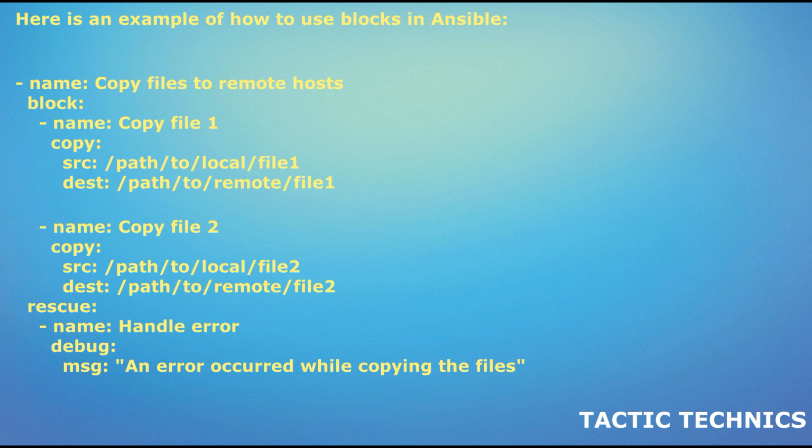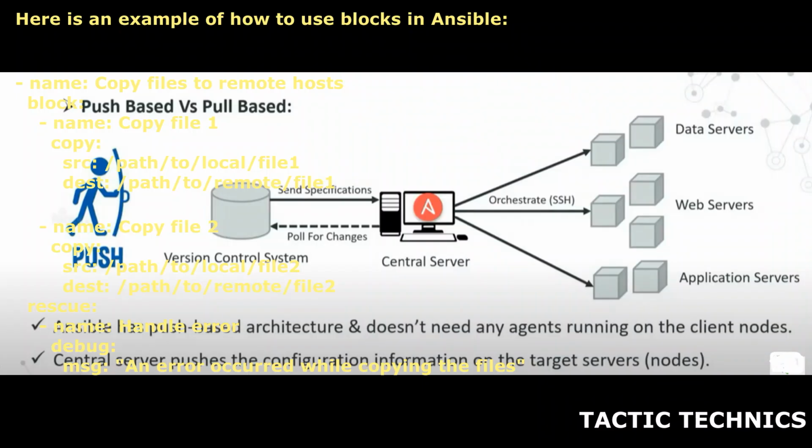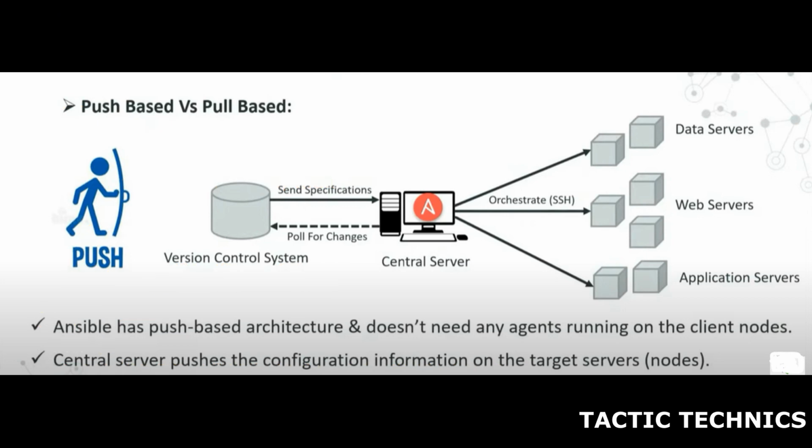Pull-based and push-based are two different methods for managing and configuring systems using automation tools like Ansible. In a push-based system, the control node, or the Ansible server, sends instructions to the managed nodes, or the Ansible clients, to configure or manage them. This is typically done by running Ansible playbooks or ad hoc commands from the control node to the managed nodes. The control node needs to have direct access to the managed nodes and be able to authenticate and authorize the connection. This method is commonly used for on-premises infrastructure or in environments where the managed nodes have static IPs.